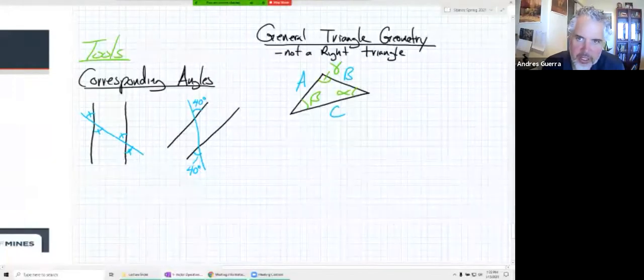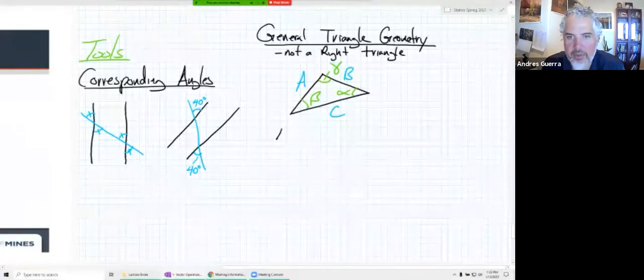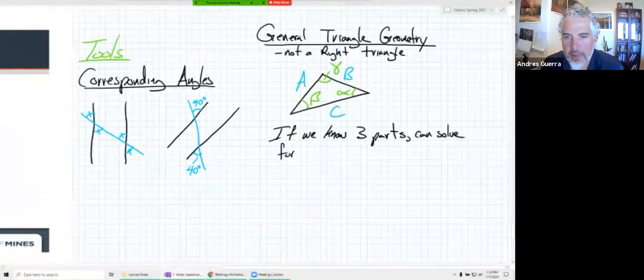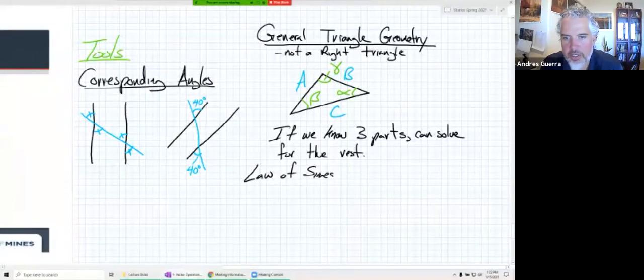The idea with general triangle geometry is that if we know three parts, whereas with a right triangle we only need two parts, we can solve for the rest. And we do that using the law of sines and the law of cosines. The law of sines is pretty straightforward. It's just a ratio of each of the sides and the angle opposite.